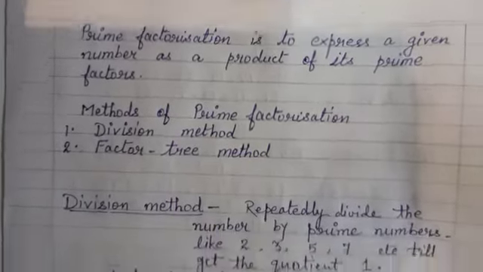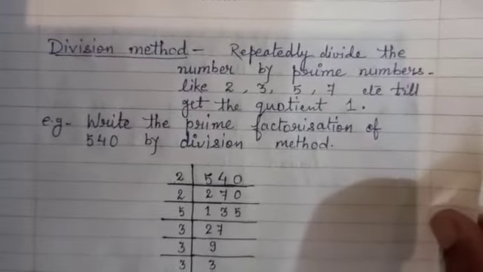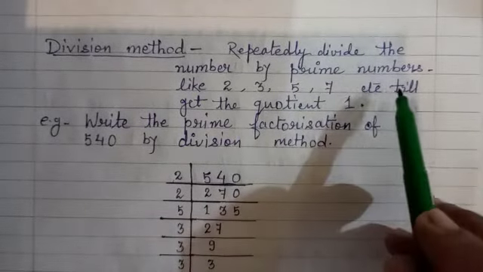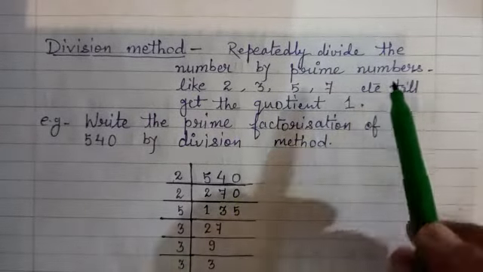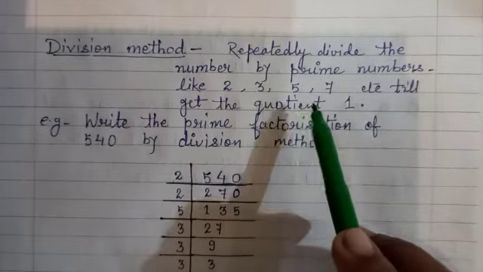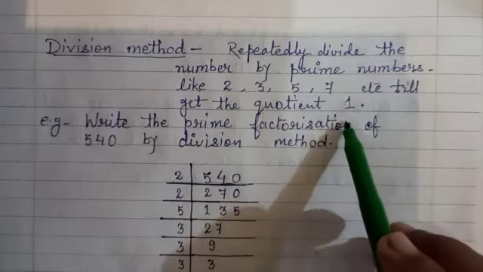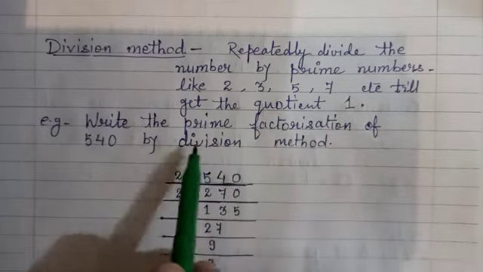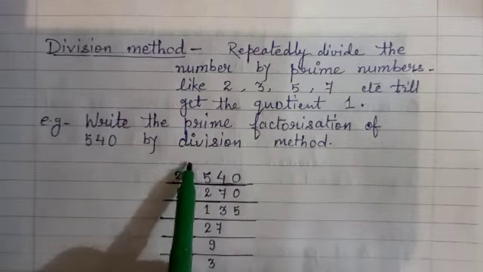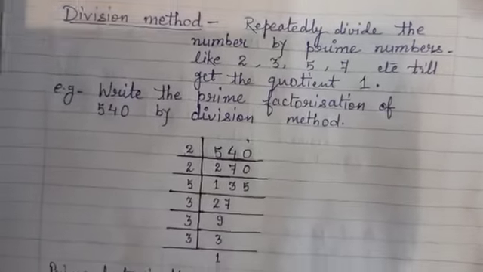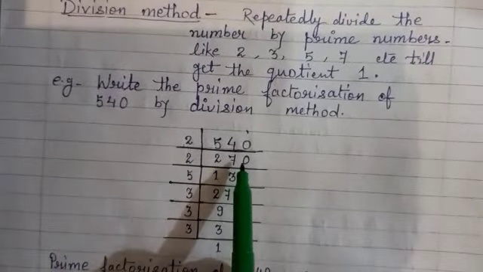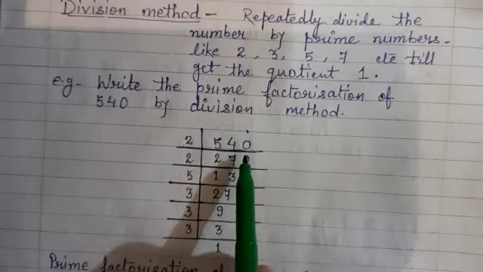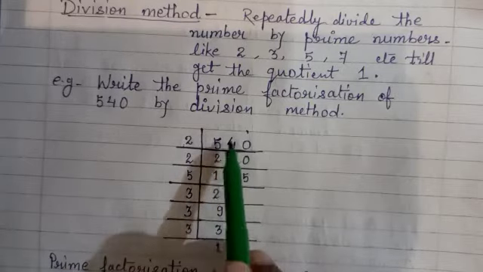In division method, repeatedly we will divide the number by prime numbers like 2, 3, 5, 7, etc. till we get the quotient 1. For example, write the prime factorization of 540 by division method. Look at here, 540. First of all, 540 is an even number, the last digit is 0. That means it is an even number.